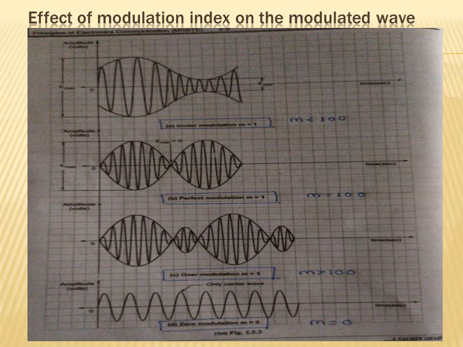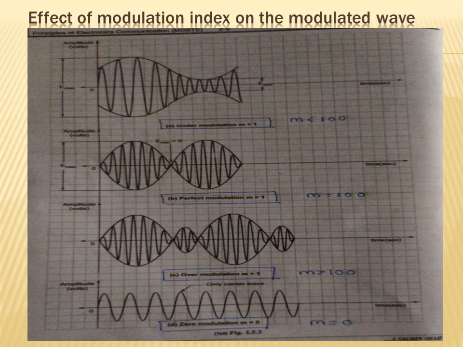First we see the first condition: EM less than EC. It is also called M less than 1, and also M less than 100%. EM less than EC means M less than 1, which means M less than 100%. This is shown in figure number 1.